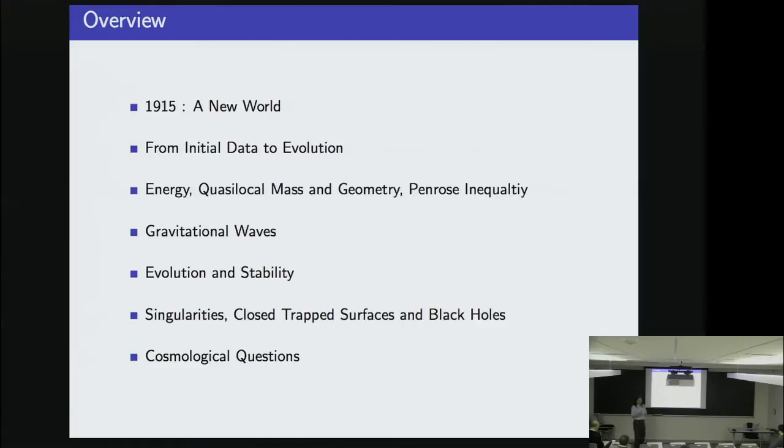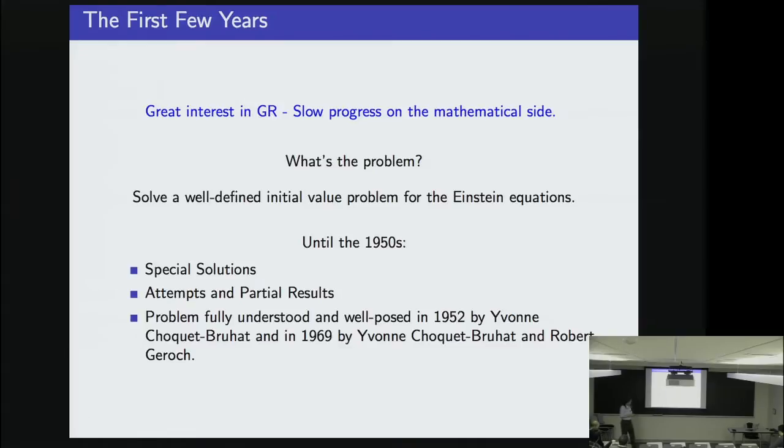It's interesting that it took really until the 1950s until the initial value problem was completely understood, or at least the well-posedness results by Choquet-Bruhat and Geroch. A lot of things happened in between. It's interesting to see that on the physical side, big things happened. Eddington had the expedition where they caught the bending of light. In 1927 it was found that the universe must be expanding. There were all these breakthroughs. A lot was going on, but the mathematical results were not yet there.